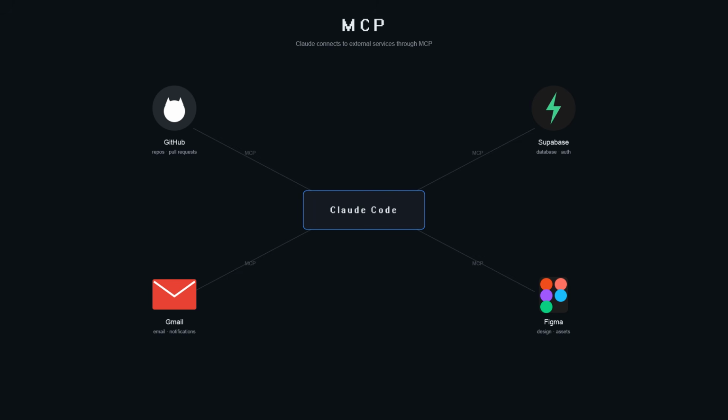So MCP is essentially a translator between, for example, an external service like Gmail and Claude Code. So by using MCP, Claude Code can access external programs like Gmail, gather information from those programs, for example, or write emails, or do pretty much anything you like.